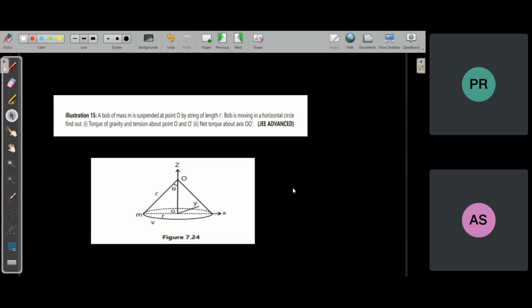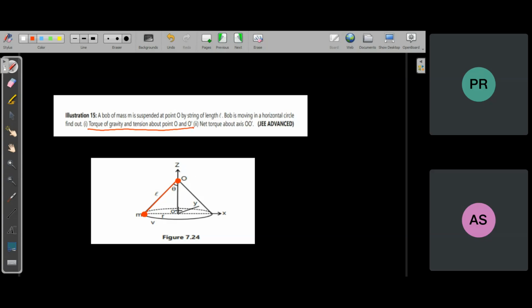So here you can see a bob is suspended by a string from point O, and the bob is moving in a horizontal circle. This is like a conical pendulum, right? Here is the bob, and the bob is moving in a circle of radius r. And this is the string connected at point O, so the string will be exerting some tension force on the bob. Now they are asking the torque of gravity and tension about point O and O dash.